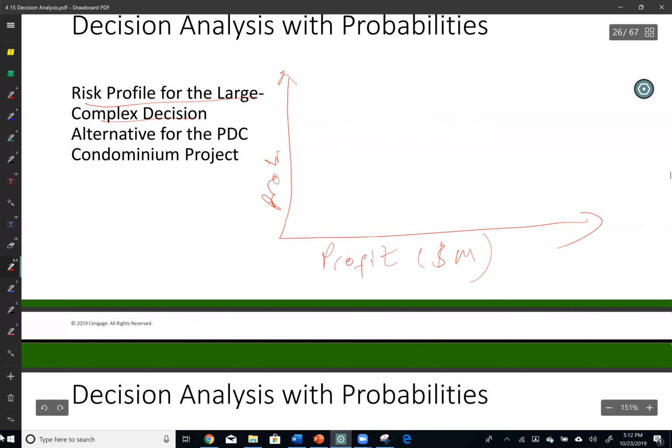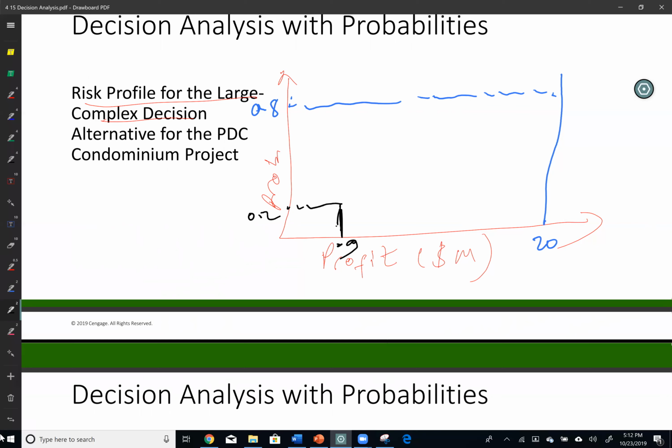So if I get strong demand, basically I will be paid with 80% chance $20 million. However, if I am not right, I will get with 20% chance negative $9 million. So as you see here, there is quite a bit of deviation between negative 9 to 20 million.